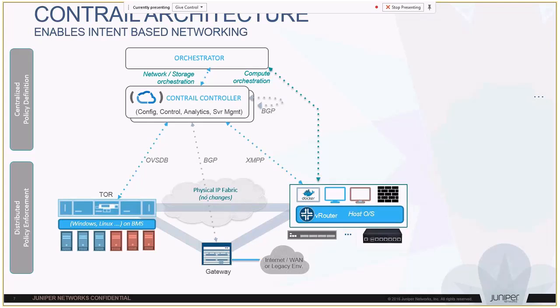People who are familiar with networking, think of Contrail as a big MPLS P router, and you can think of all the vRouters as line cards.